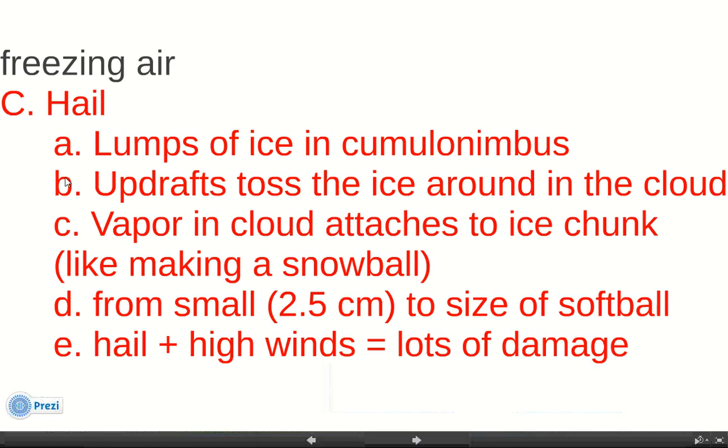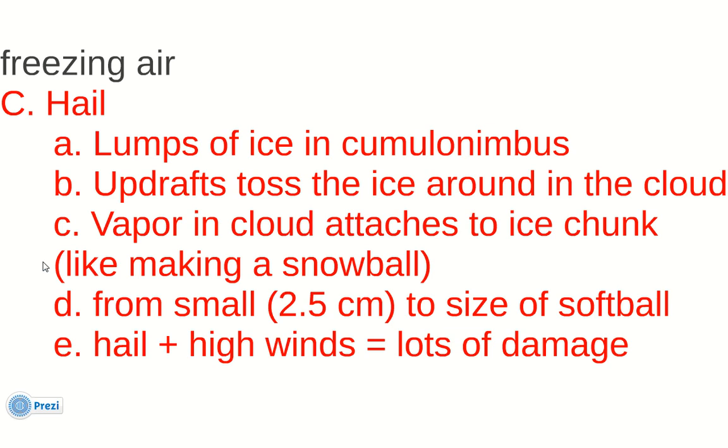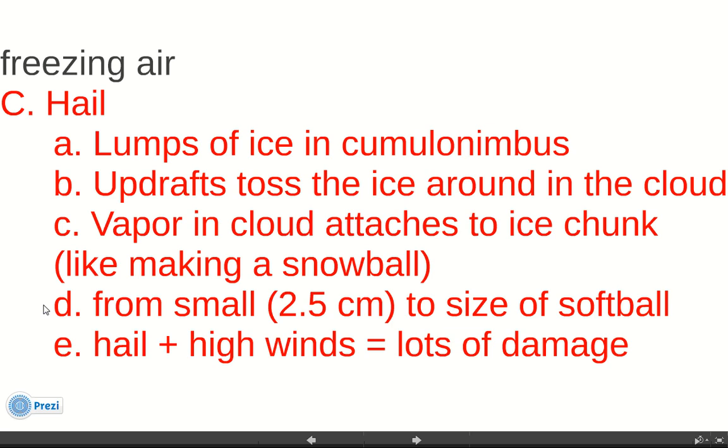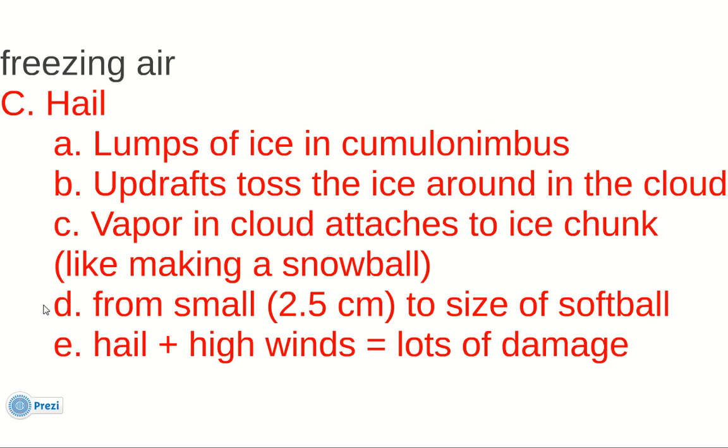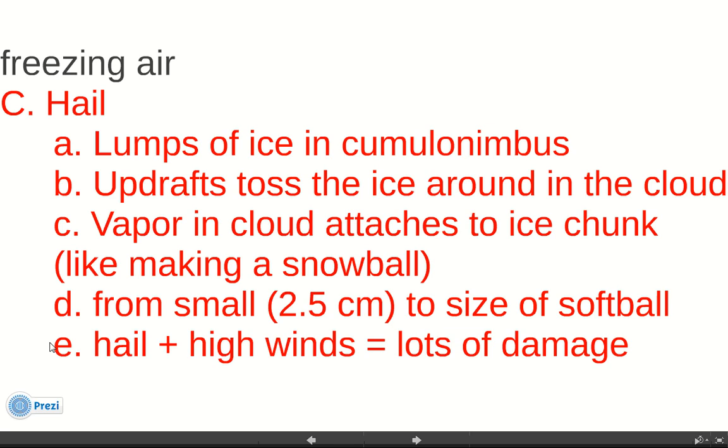Alright, so capital letter C. Hail. A. Lumps of ice in a cumulonimbus. B. Updrafts toss the ice around in the cloud. C. Vapor in the cloud attaches to the ice chunk. So it's like making a snowball or the base of a snowman. The more you roll it, the more things attach to it. Okay, it can be from small, 2.5 centimeters, to the size of a softball. E. Hail plus high winds equals lots of damage.